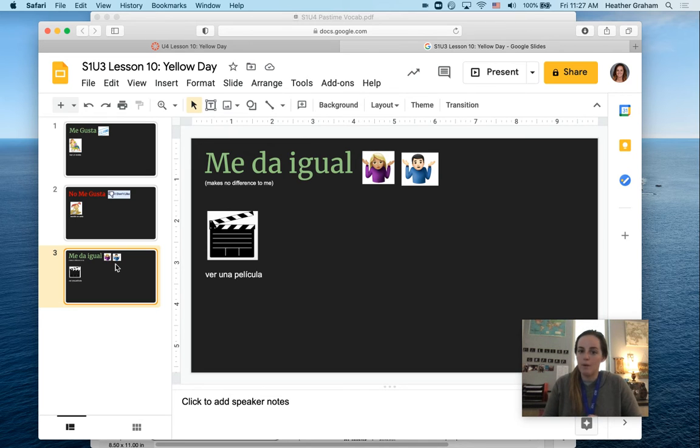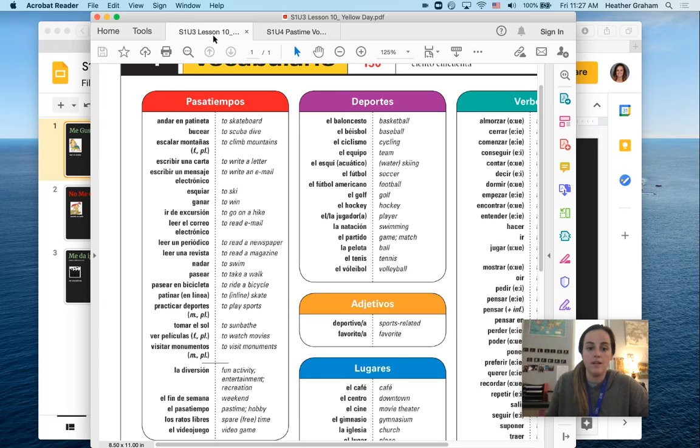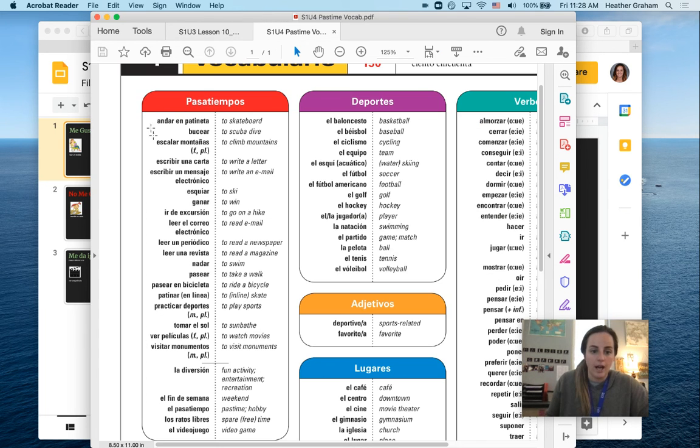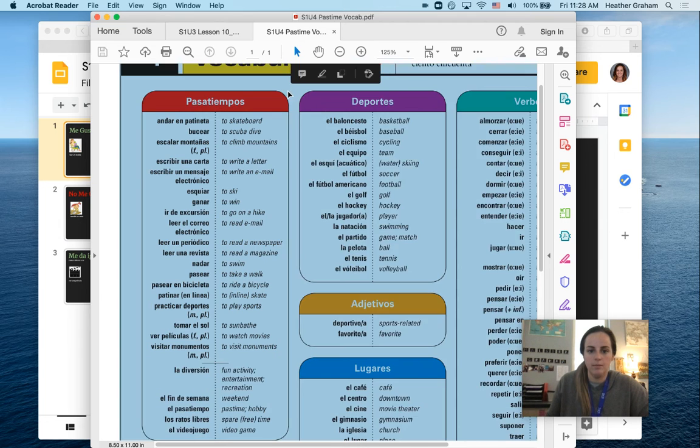Now, I would imagine that ones can fit in each category. I don't want you putting them all in me gusta, all in no me gusta, or all in me da igual. And I know for a fact, or just pretty strong fact, that most of them aren't going to fit in all of them. But this should be plenty of room. You need a picture and the phrase in Spanish on this slide, pretty much, that I'm going to give you in a PDF form. And remember, you are only doing andar en patineta down to visitar monumentos, which is to visit monuments. Think of like important places.